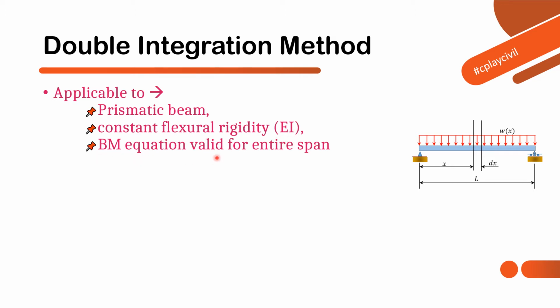The bending moment equation must be valid for the entire span. For example, say the bending moment equation at X section, so that equation will be valid for the entire section at any length of that beam. So the bending moment equation is constant throughout the entire span. When these three conditions are satisfied, then we can use the double integration method.